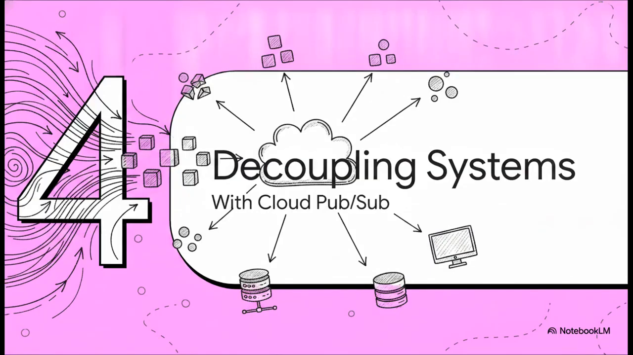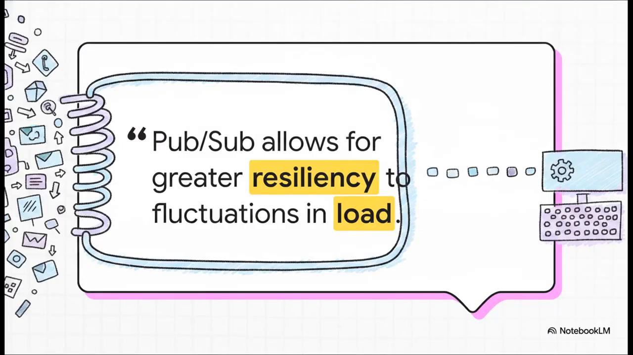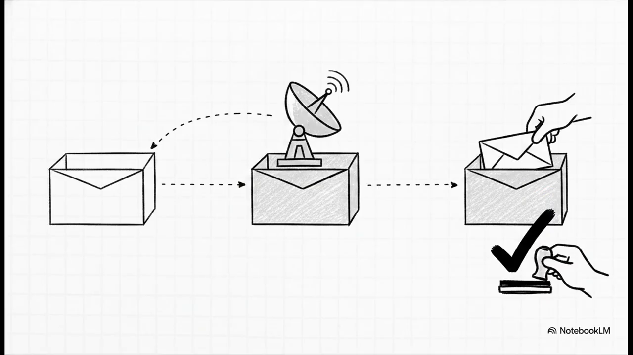Let's head into our final section. Section 4, Decoupling Systems with Pub/Sub. The entire philosophy of a message queue is decoupling. Think of Pub/Sub as a giant shock absorber for your architecture. If there's a sudden, massive spike in data and one of your processing services starts to lag, it doesn't crash the whole system. The work just piles up safely in the queue, letting the generating service keep doing its thing without waiting around.